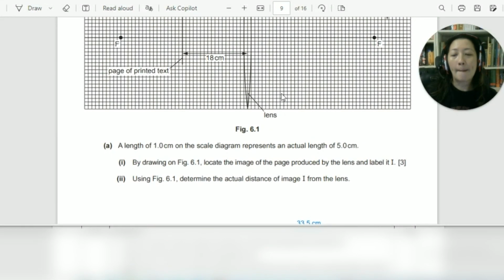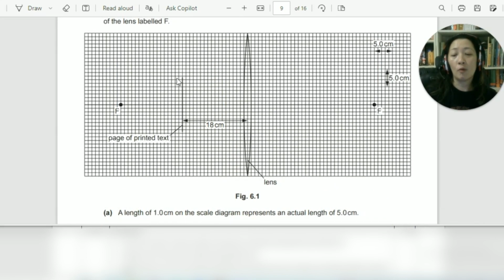Question A1. By drawing on figure 6.1, locate the image of the page produced by the lens and label it I. This question is worth 3 marks. So what you need to do is draw in figure 6.1 the ray diagram and the image formed. Now, this software that I'm using on my computer does not allow me to draw straight lines, and you need to draw straight lines in this ray diagram. So you draw with a pencil and a ruler.